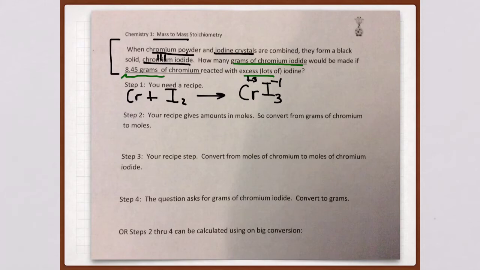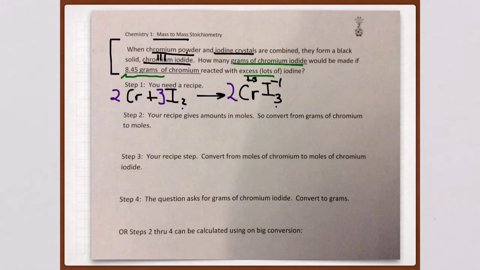Now, is this balanced? No, it is not. And so what are we going to need? Chromiums are okay, but iodines are not, and we have a 2 and a 3. Least common multiple of 2 and 3? 6. So we're going to need 6 on each side. So we're going to need a 2 here, and we're going to need a 3 here. And then all of a sudden, now we have 2 chromiums, so we're going to need a 2 here. So it's a 2 to 3 to 2 ratio. So that's our recipe.